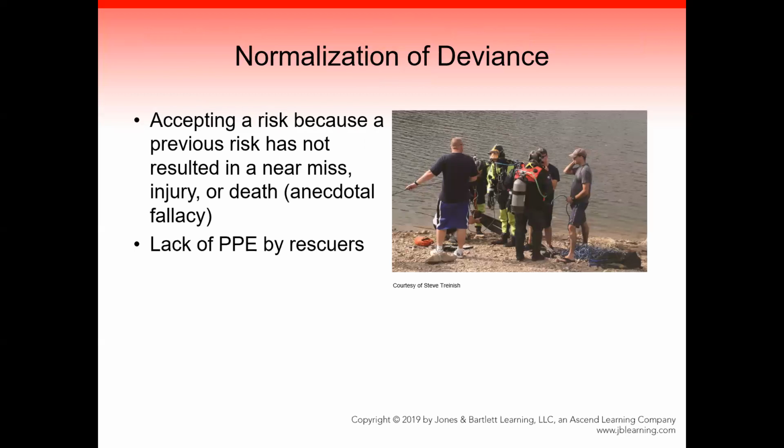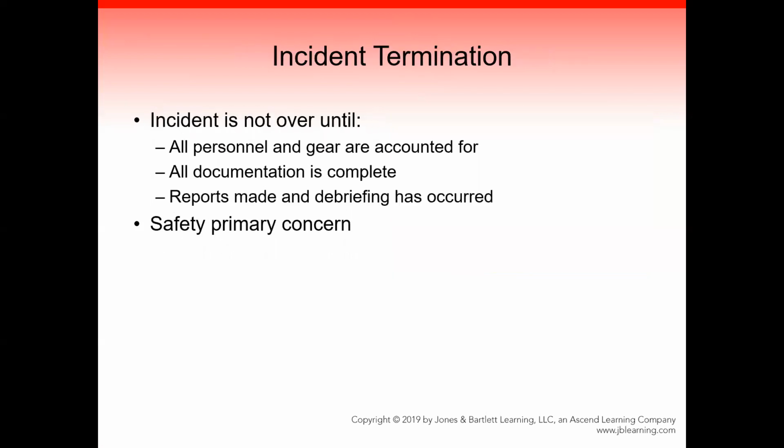Normalization of deviance. Simply, it's accepting a risk because nothing has happened. Think of the dive scene you see here on the PowerPoint. You've got these guys with no PPE on beside the dive scene because that's the way they've always done it. It's just a matter of time before an incident happens here. So we need to make sure that we don't accept the normalization of deviance, even at the awareness level.